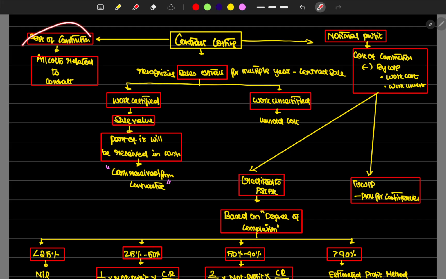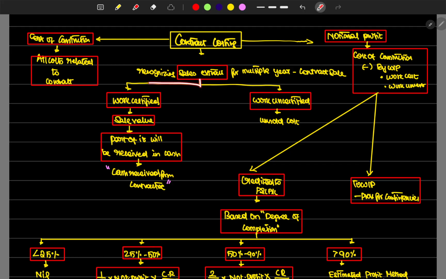Everything you accumulate here is the cost of the contract. We got the cost of the construction, all costs related to the contract. Then we have to recognize the sales extract, because we can't recognize the complete sales in this part. We can only recognize the sales extract. Sales extract means part of the sales only we can recognize in the particular year. So we recognize the sales extract for that particular year.